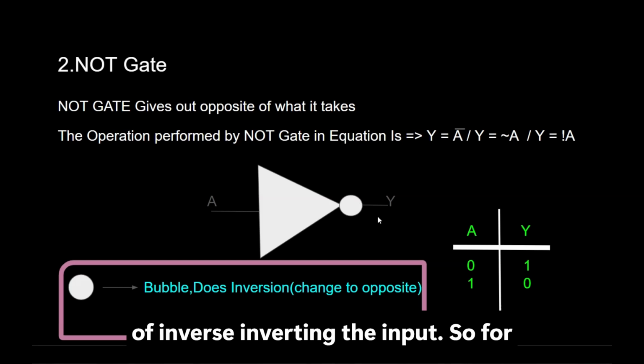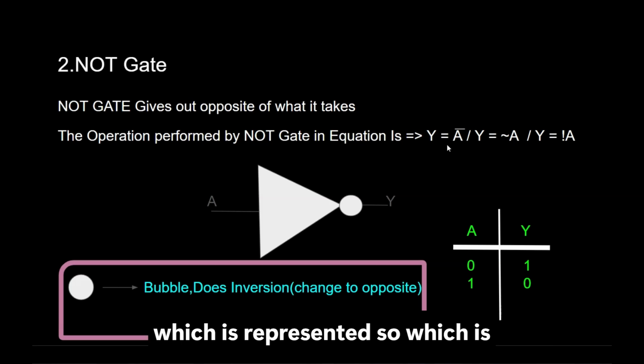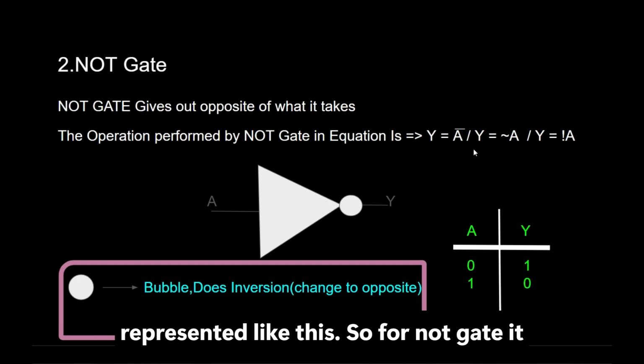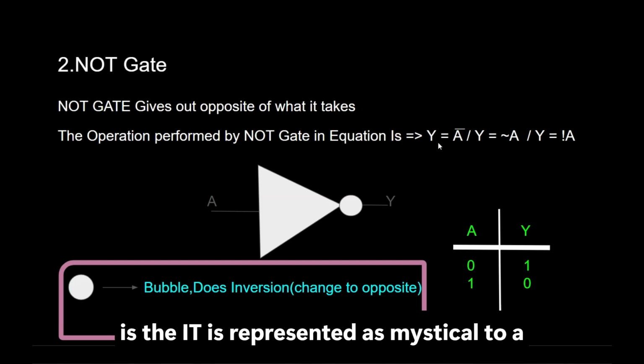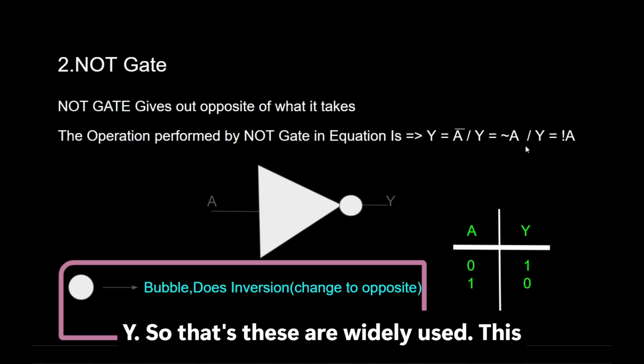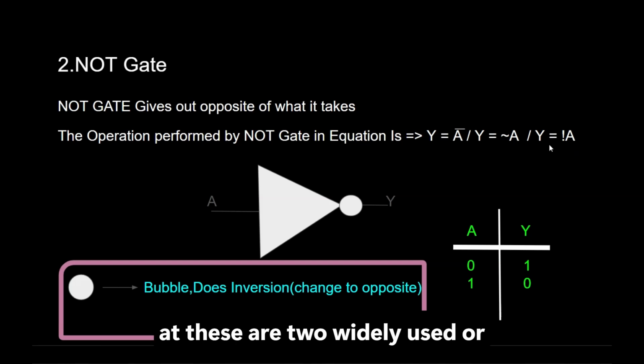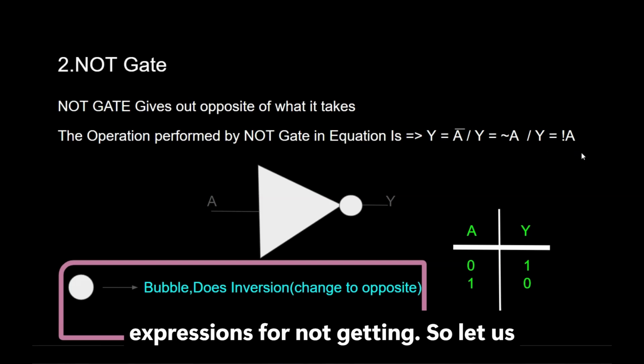inverting the input. For each gate, we have an operation expression which is represented like this. For the NOT gate, it is represented as Y equals A bar, or Y equals exclamation mark A. These are two widely used expressions for the NOT gate.